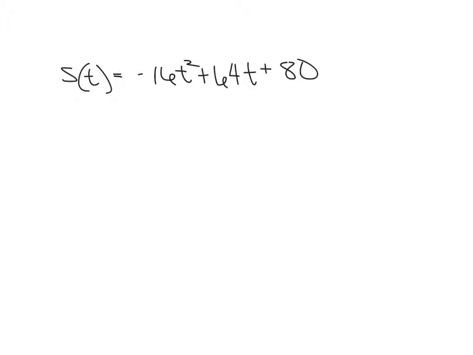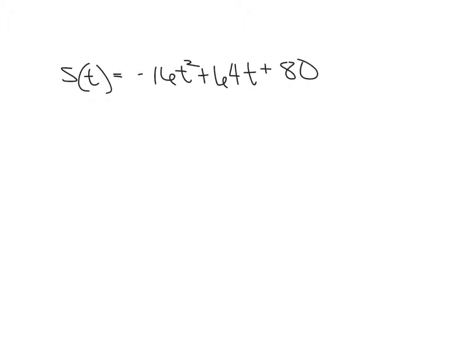Once you start plugging numbers in, and that's one of the things about this class, you start learning how to plug numbers in. So we have s of t equals negative 16t squared. I know this is going to open down because of the negative 16, which it should, because you're throwing a ball up and then it's going to come down, so it needs to be that shape, plus 64t plus 80. Okay, so there's your formula.